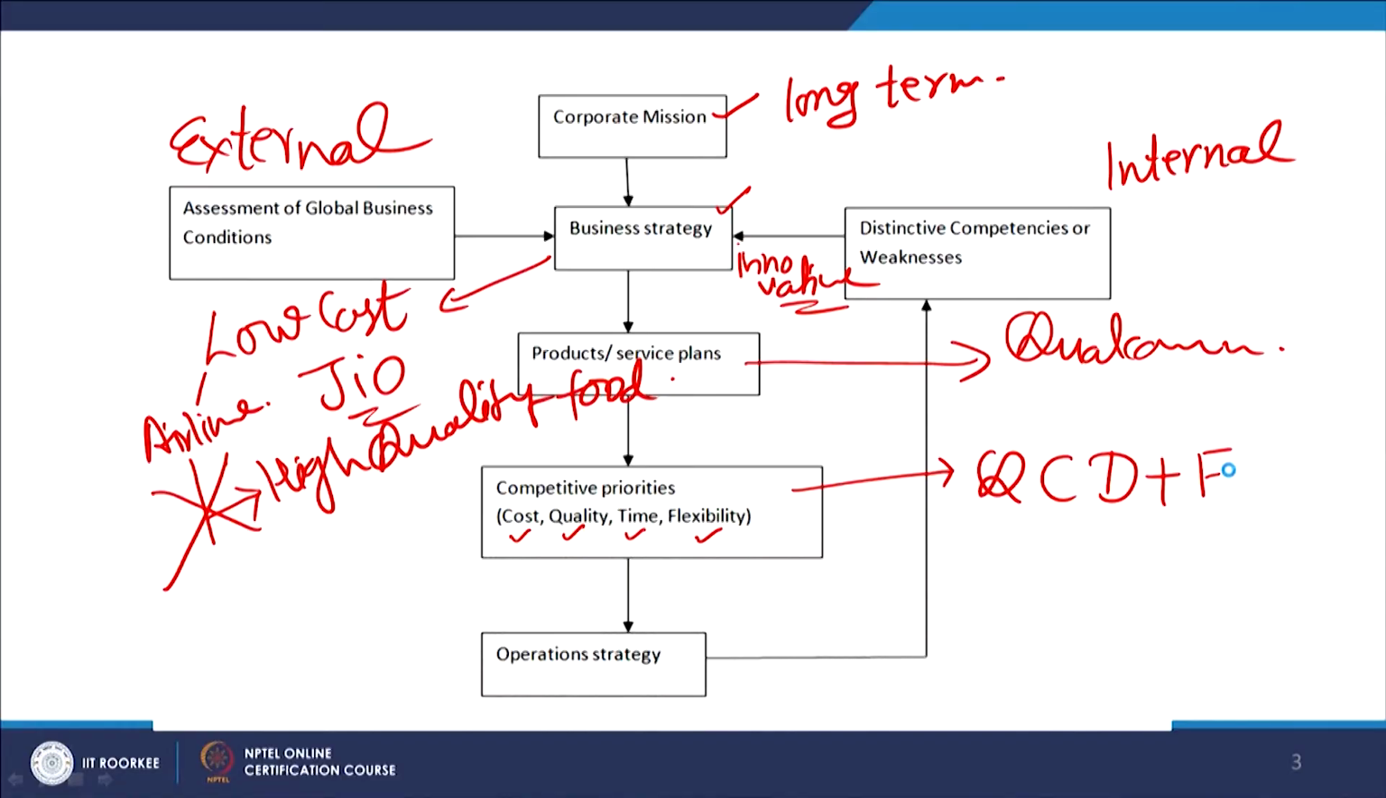And finally, once you decide what type of competitive priorities you want to have in your products and services, accordingly you will design your operations strategy. So, as I mentioned, in the traditional way of thinking, the operation strategy is a result of this entire flow of activities, starting from the corporate level mission, then formulation of business strategy, the product process plan, deciding the competitive priorities, and then finally you come to the formulation of operation strategy.